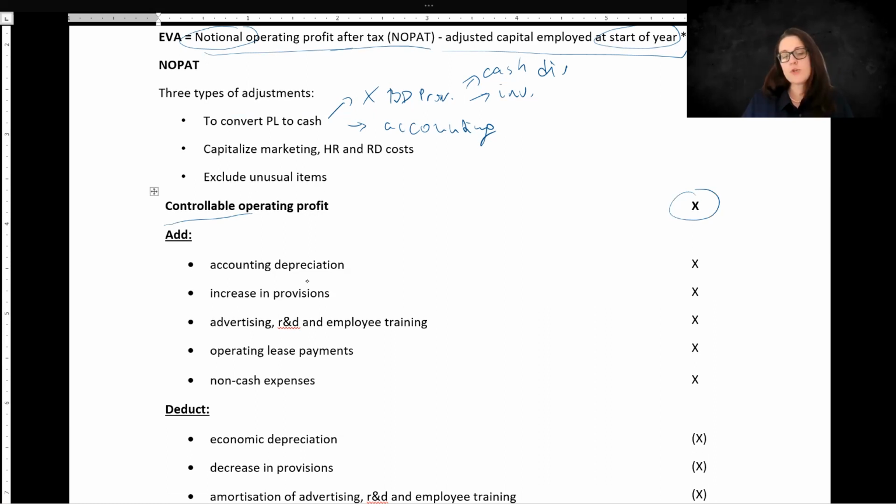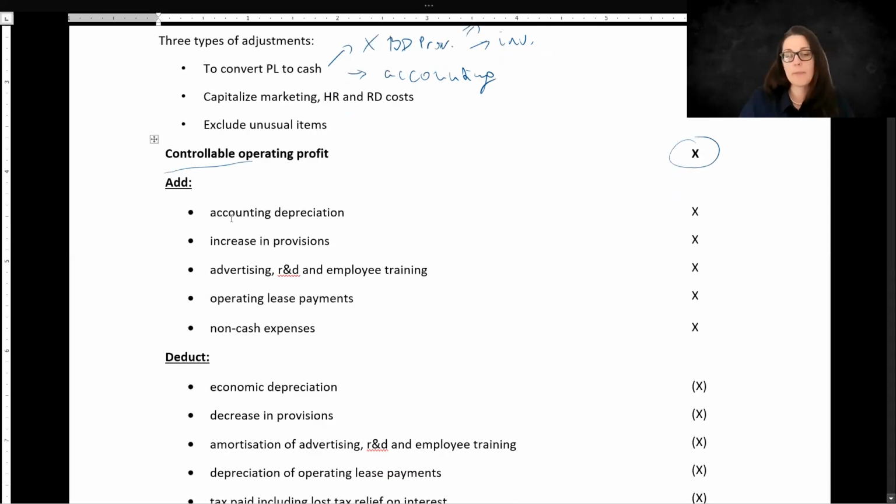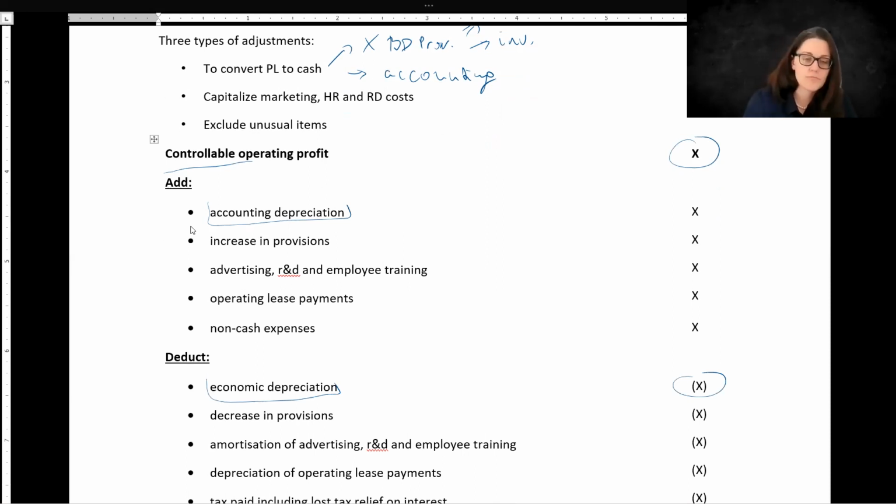Then we will need to add back accounting depreciation. Why? Well, because this is a P&L expense. It's not a cash expense. So we will get it back. However, we will charge economic depreciation because we want to reflect the pattern of the real usage of the assets. We will add back increase in provisions because this is P&L, and we will deduct a decrease in provision because, again, it's just a P&L item, it's not cash.